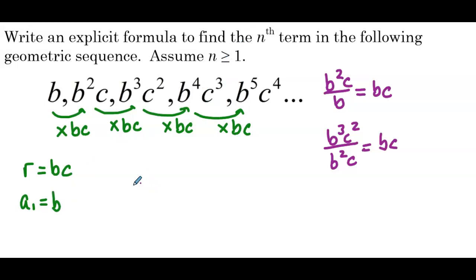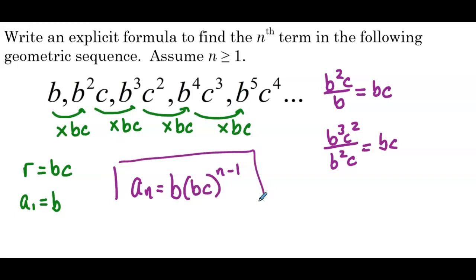So the explicit formula, a sub n, is equal to the first term, which is b, times the common ratio, c, to the n minus 1. A lot of letters in this explicit formula, but we can use this formula to find any term of this sequence in terms of b and c. So it is correct.